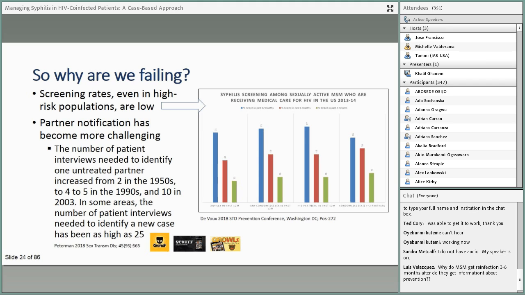That is an approach that we've used since 1936 to try and control STDs, and that approach works. And there's no reason why it shouldn't work right now, but there are new challenges to that approach. So why are we failing?